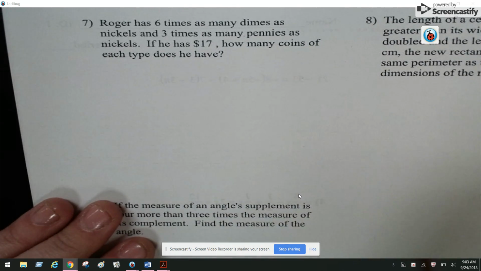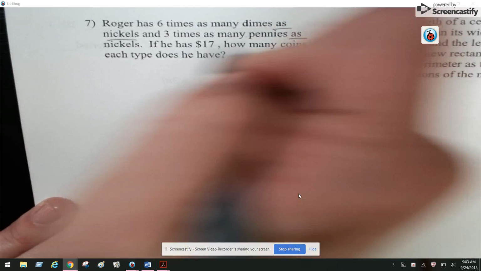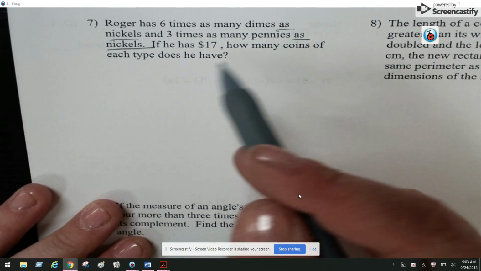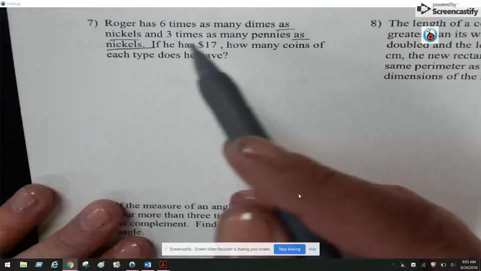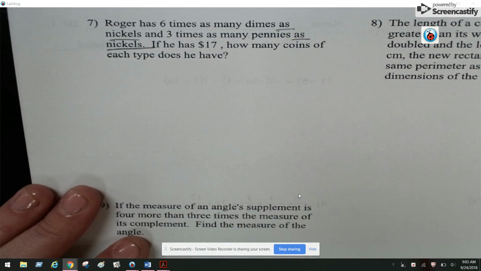So first thing I notice is that they're comparing everything to the nickels. I also notice that they're asking me to find the coins of each type. So I need to find the number of dimes and the number of pennies and the number of nickels. So I will need to have 3 variables defined here. That's always our first step.